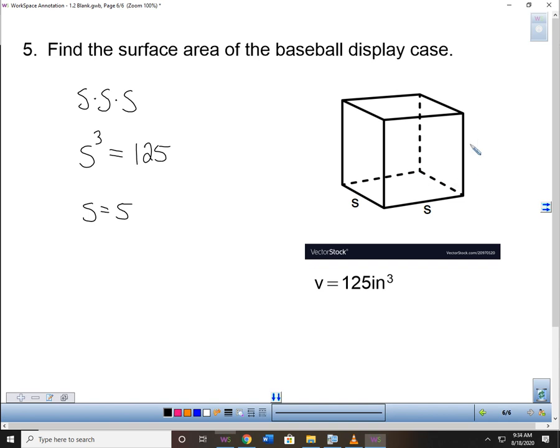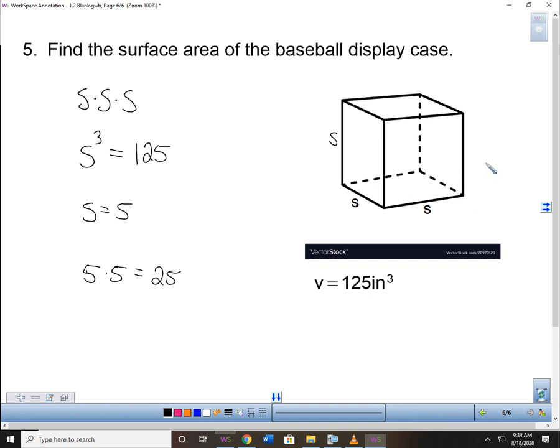Now, how do you find the surface area of a cube? How do you find the surface area of one side? Like this side. We already know that it's a cube, so length times width, correct? Okay, so if I did length times width, that would be 5 times 5, which is 25. So the surface area of one side is 25. How do you figure out what all of them are together?